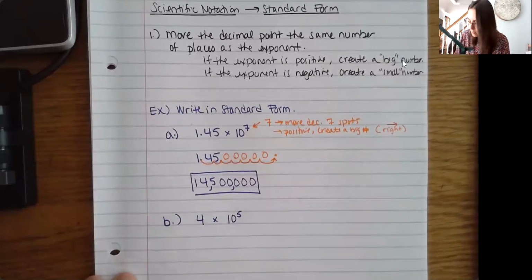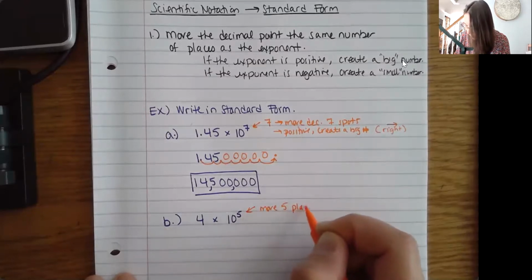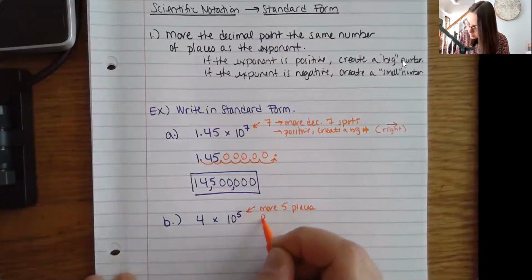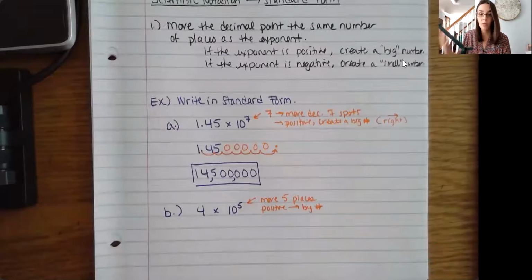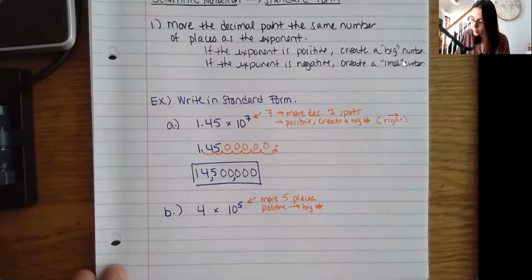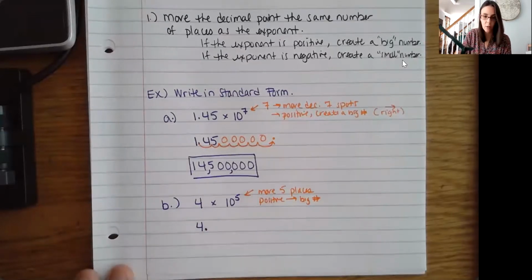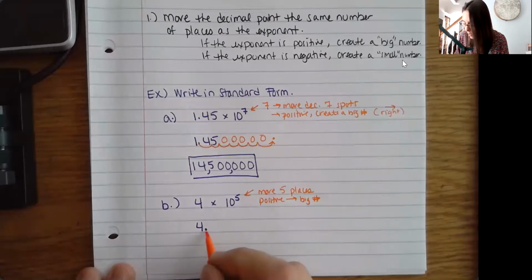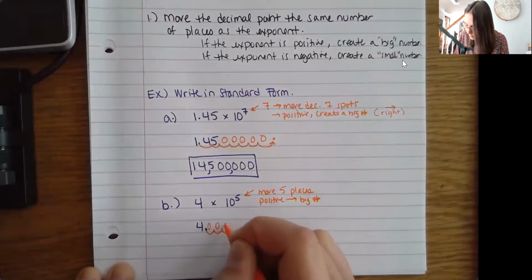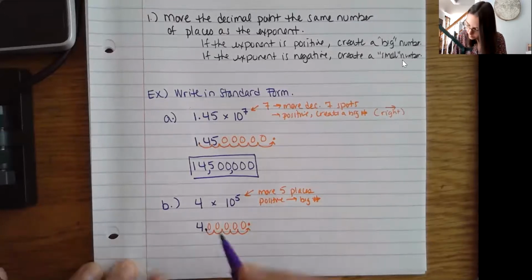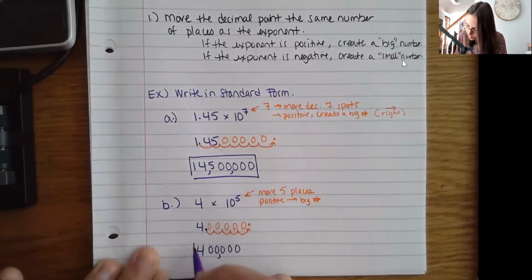So again, same idea here. I'm going to move 5 places, right? And then because it's positive, I need to make a big number. So I'm going to end up going to the right here to make a big number. Now I like to rewrite, and your decimal point, don't forget, is on the right. So you have to fill that decimal point in for whole numbers. And I'm going 5 spots to the right. 1, 2, 3, 4, 5. And I fill in any holes with zeros. So in this case, I have 400,000.